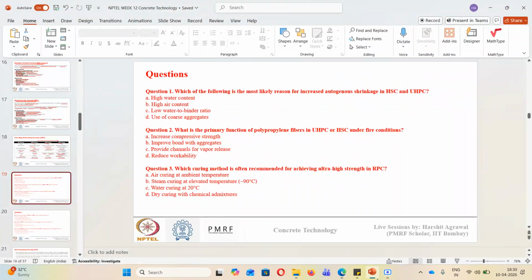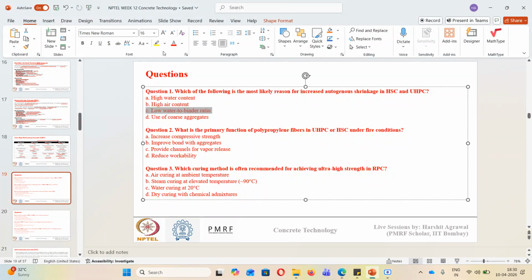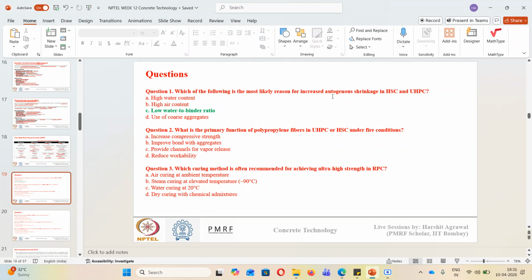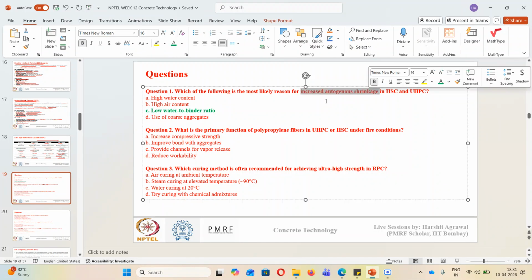Can you tell me the answer? Yes, the correct answer is C. Since we are using a low water to cement ratio, we are increasing the kinetics of the reaction. Since there is more cement content and lower water content, a lot of hydration reaction is happening. A lot of cement paste is forming, and that is giving rise to autogenous shrinkage. But at the same time, since we have a low water to cement ratio, we are also decreasing the risk of drying shrinkage, because there is less moisture available in the concrete to evaporate and cause cracking in the system.